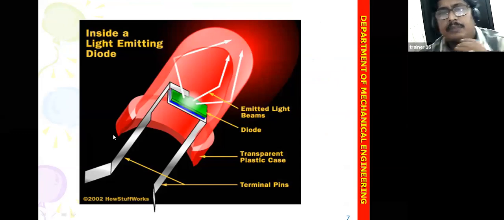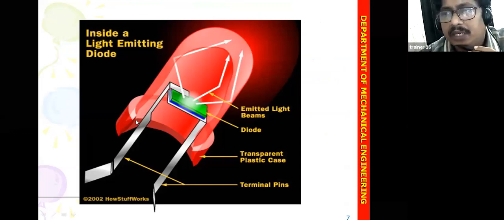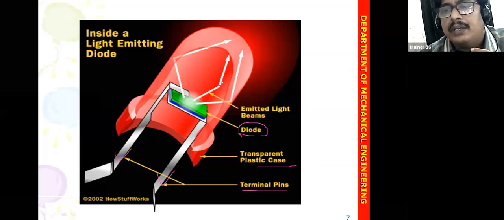This is a light emitting diode. If you look inside it clearly, these are the two terminal pins, this is the transparent plastic case, and this is the diode. These are the light beams emitted from the diode, coming out. Actually, this is the arrangement inside the small bulb.